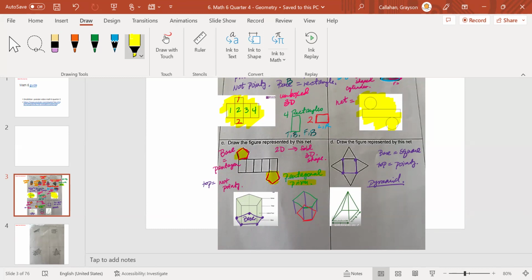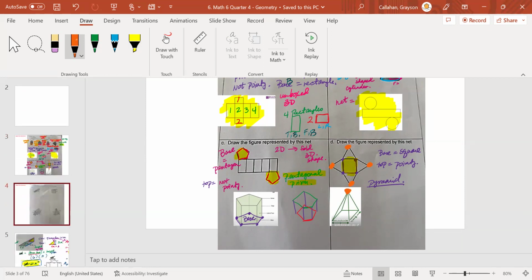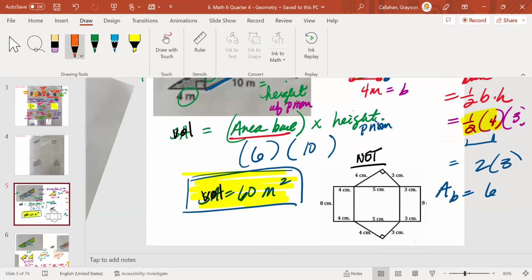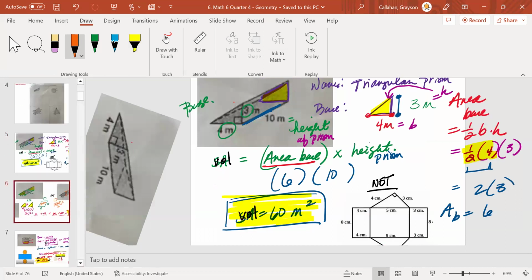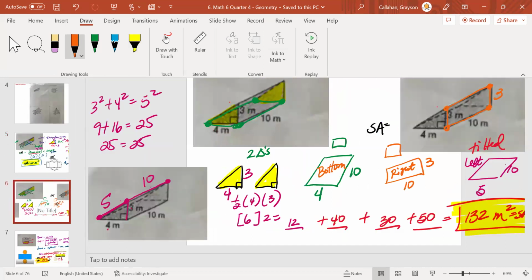Whereas this one, do you see how there's only 1 base? So as you raise these triangles up, those little points are going to come together to create this little point right there. Yeah. So this one's called a pyramid. Okay. Then we went over this first question right here. That's the volume. And then we redid it and you have the surface area, correct?